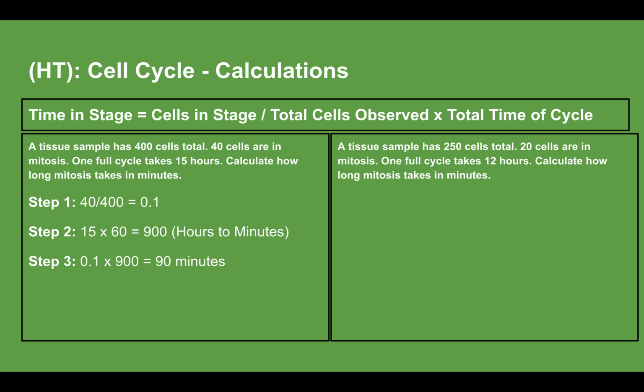A tissue sample has 400 cells total. 40 cells are in mitosis. 1 full cycle takes 15 hours. Calculate how long mitosis takes in minutes.